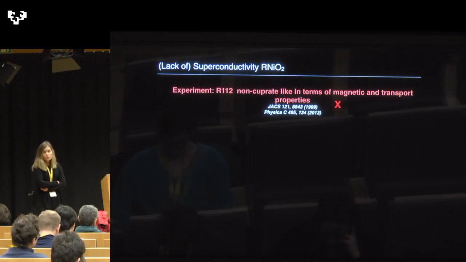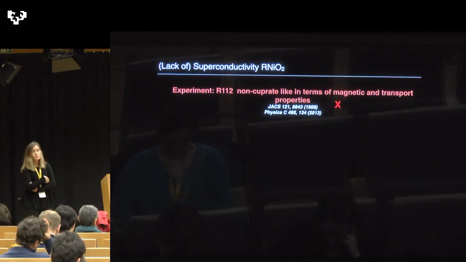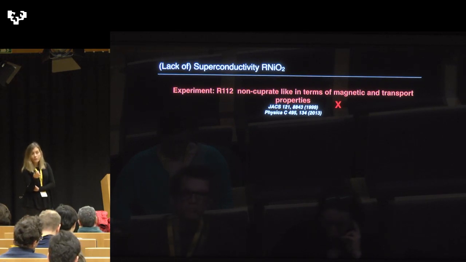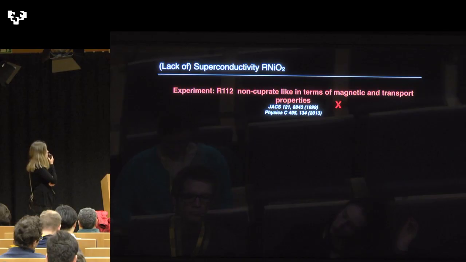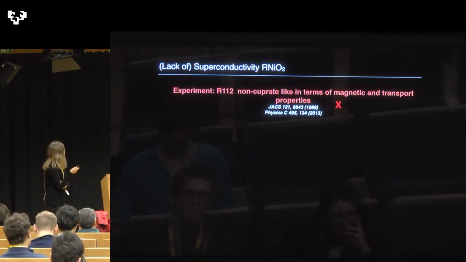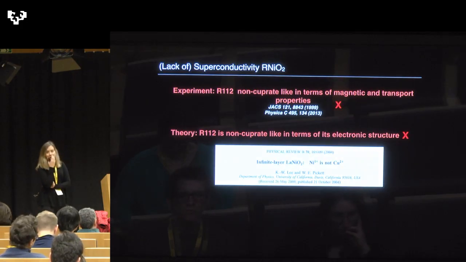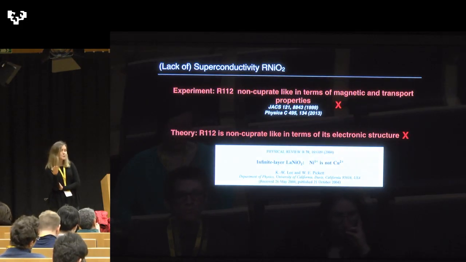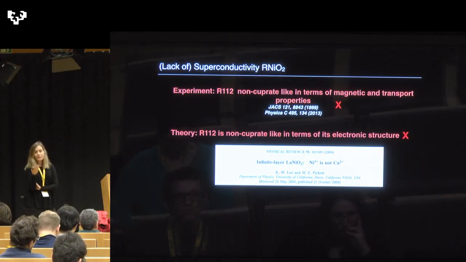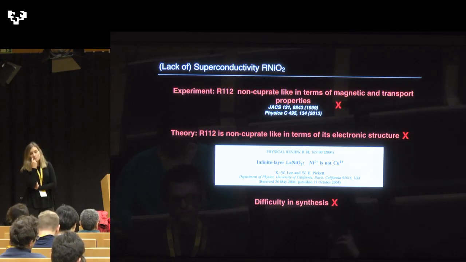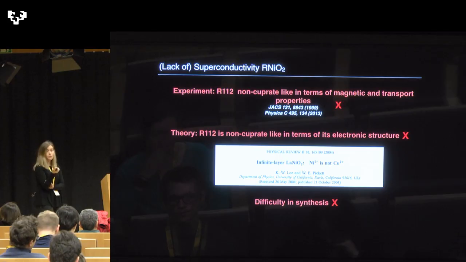Experimentally, when they looked at the magnetic and transport properties of these 112 materials, they turned out to be not very cuprate-like. There is no signature of long-range magnetic order, a d9 filling, and the transport shows weakly insulating or metallic behavior. Then theory came and determined that these 112 materials were also non-cuprate-like in terms of their electronic structure. And in addition to that, these systems are pretty hard to synthesize. It's in particular the reduction process that gets very tricky.